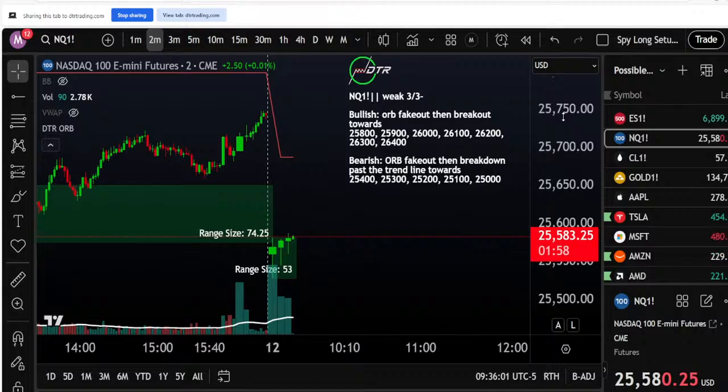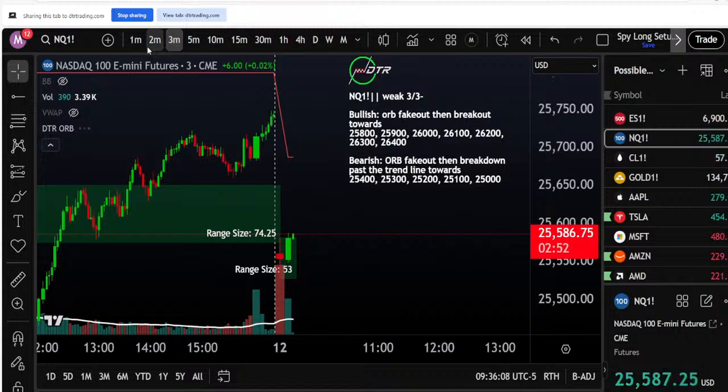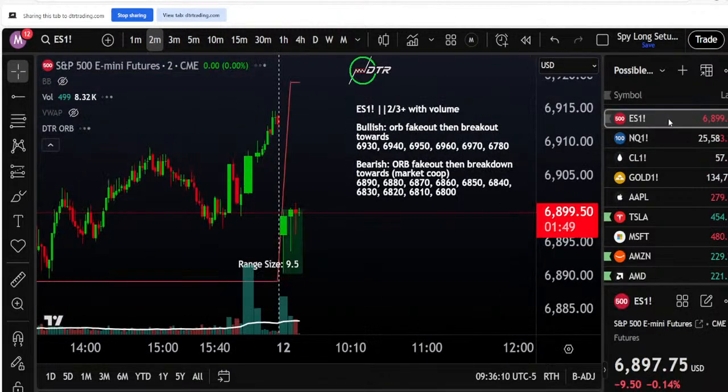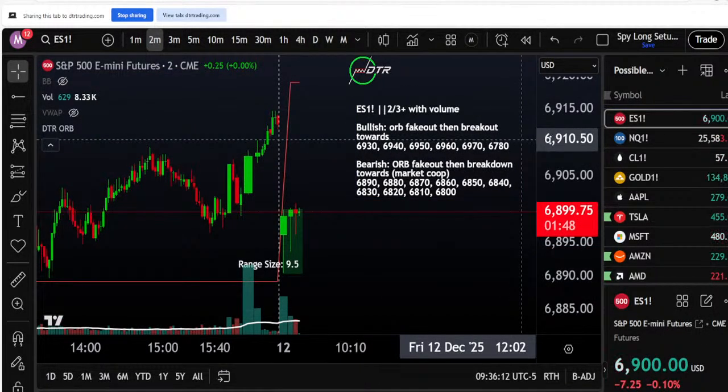Okay, no increasing volume on that candle. Candle didn't close and hold outside of the opening range. So we have a setup, but a setup that is missing confirmation. So nothing to trade here yet.